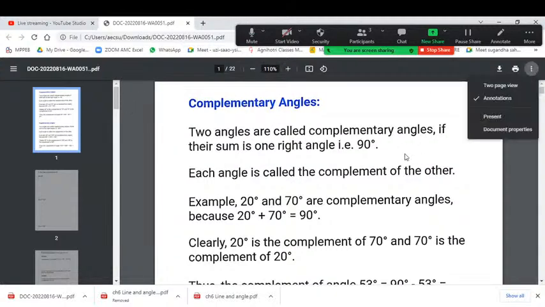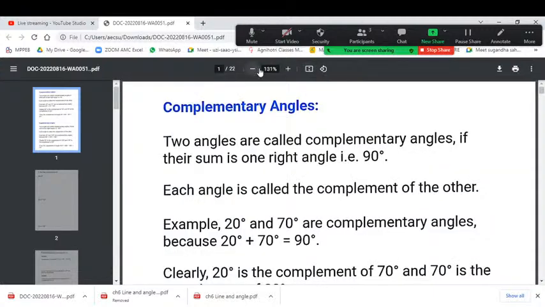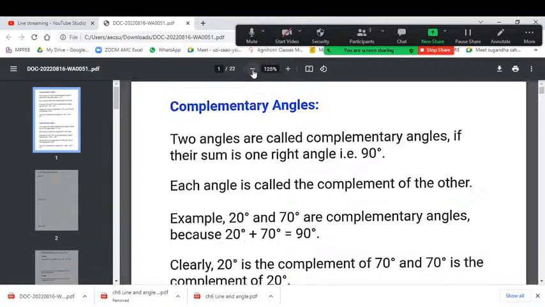So, if two angles are having the same vertex and also a common side, we call it adjacent angle.